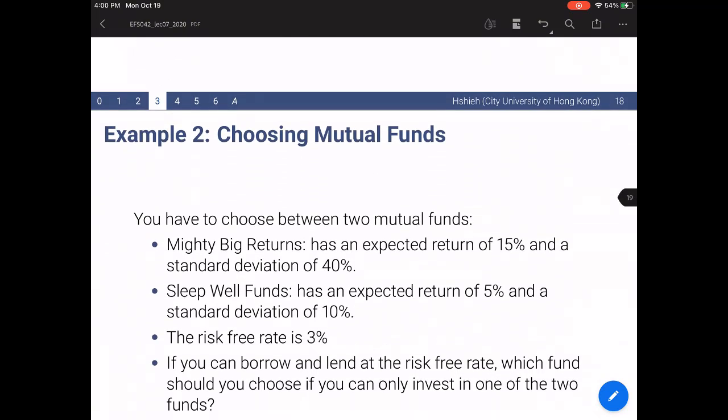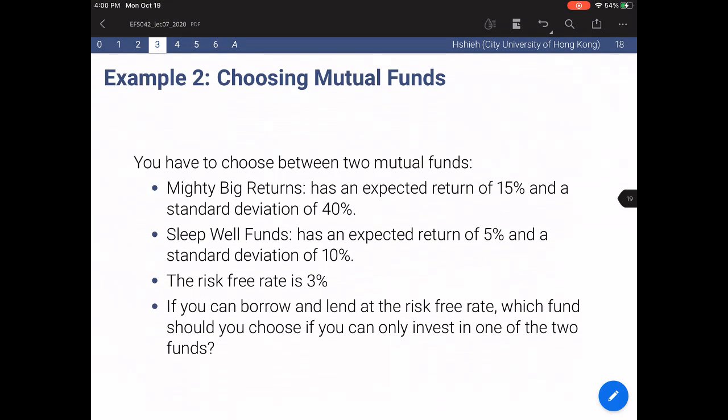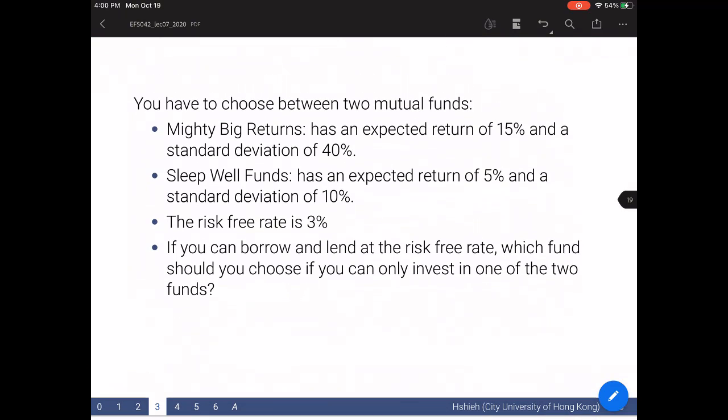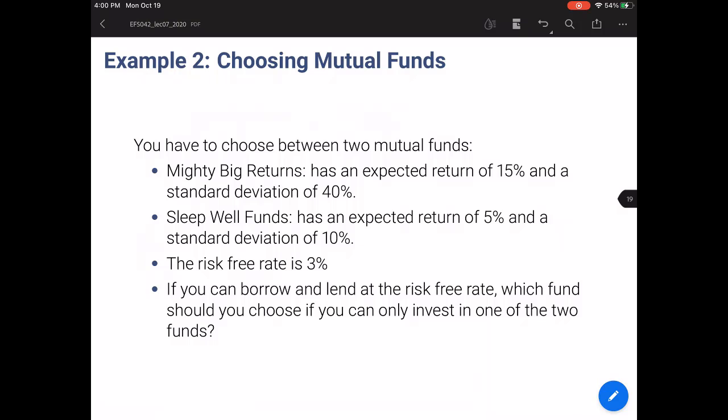So let's go through some examples just to make sure we are on the same page. On slide 19, you have to choose between two mutual funds. You have to choose a mutual fund with what's called Mighty Big Returns. That just means it has an expected portfolio return of 15% and a standard deviation, however, of 40%. And we have another fund called the Sleep Well Fund, with a 5% expected return and a standard deviation of 10%.